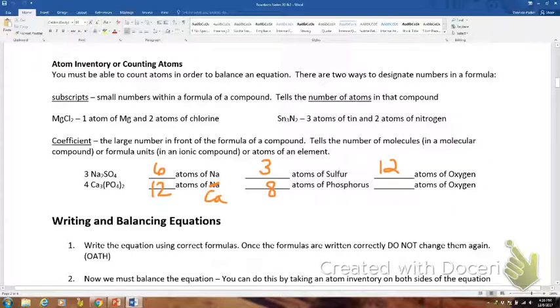And then for oxygen, I'd have to multiply what's outside the parentheses first. So 4 times 2 is 8. And then 8 times 4 would be 32 oxygen. So that is how you do the atom count of that. Okay? So now let's talk about how we actually write and balance the equation.